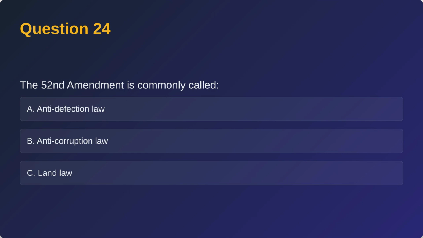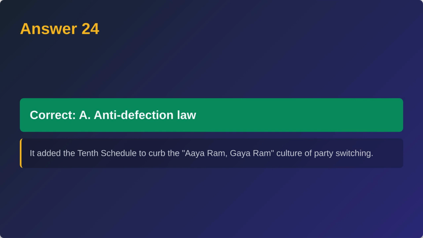Question 24. The 52nd Amendment is commonly called what? Answer 24. The Anti-Defection Law. It added the 10th Schedule to curb the Gaya-Ram culture of party switching.